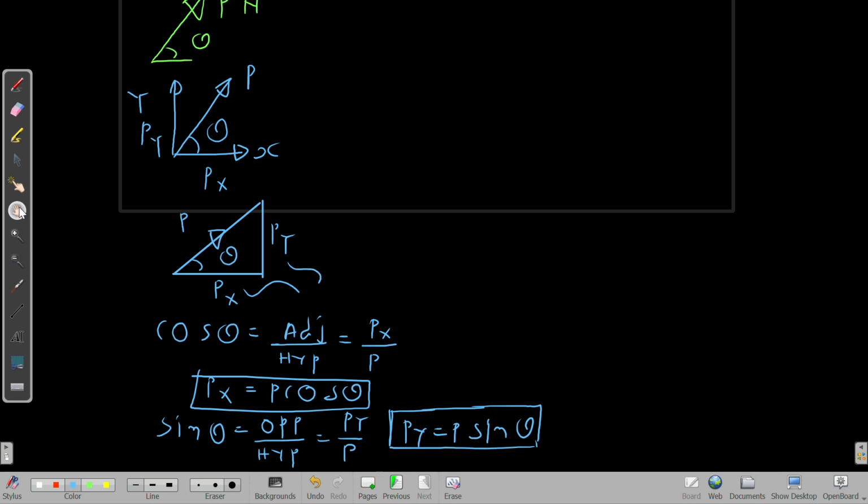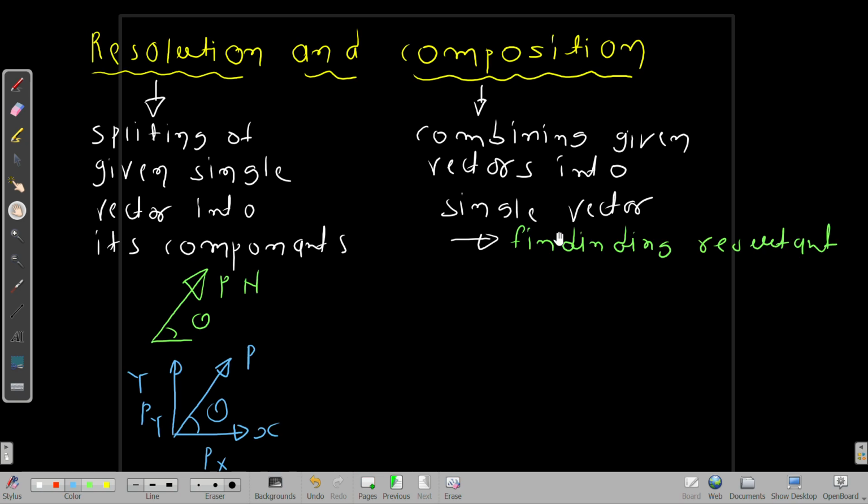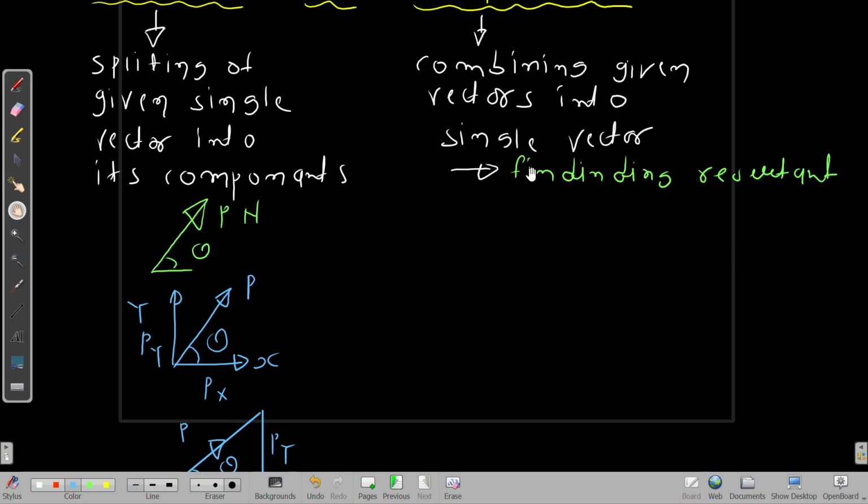But composition is exactly opposite to resolution. Resolution is splitting, composition is combining. Then how to combine? If you have two different vectors, say this P and the other vector Q, you know how to solve using a parallelogram or using the resolution method. Just join one by one. Suppose P is there and here is Q. Suppose the angle between them is 90 degrees.